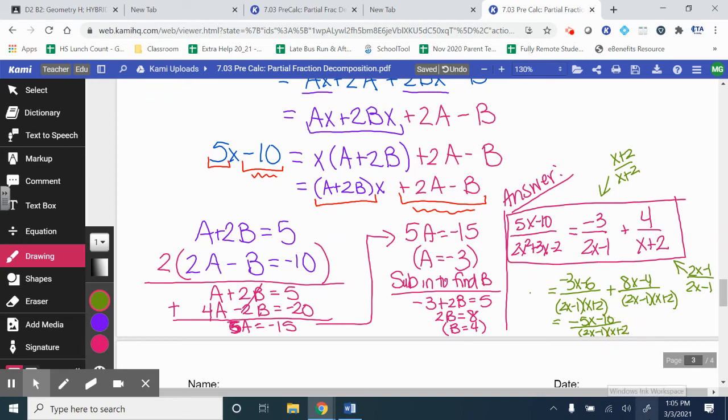Oh, that would be positive 5, negative 3 plus 8. So 5x minus 10, and that is the same as our left-hand side over here. So that is just for your check. But your answer is in the pink box. So a very long problem, as you can see.